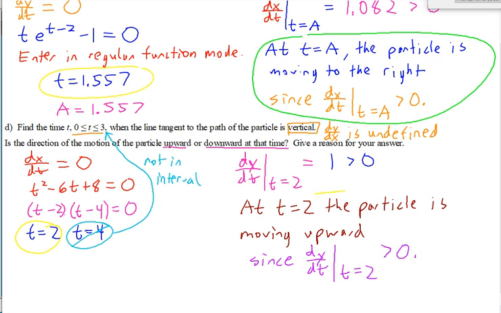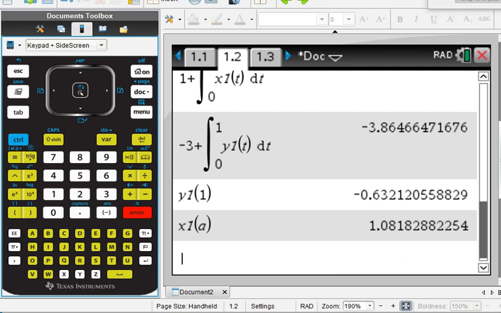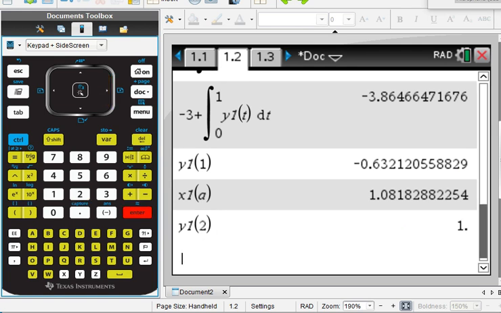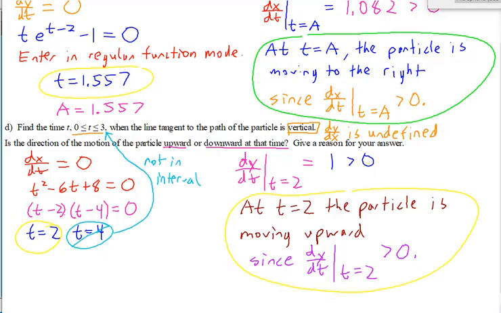And finally, just review how we find that value on the Inspire. So you just go var y1 of 2 and get the same answer, 1. And that concludes the notes for AP Calculus on the topics of parametric functions using the graphing calculator.